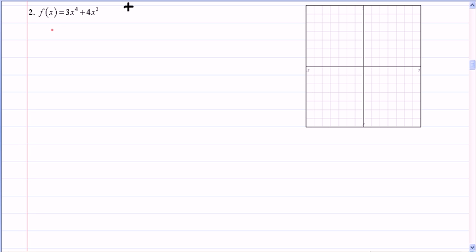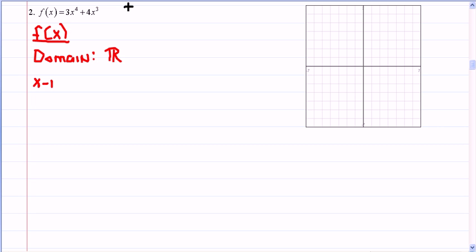For number 2, f of x equals 3x to the 4th plus 4x to the 3rd. So first we start with f of x, and the first thing we want to find is the domain. And since we don't have a fraction or a square root, the domain is all real numbers.